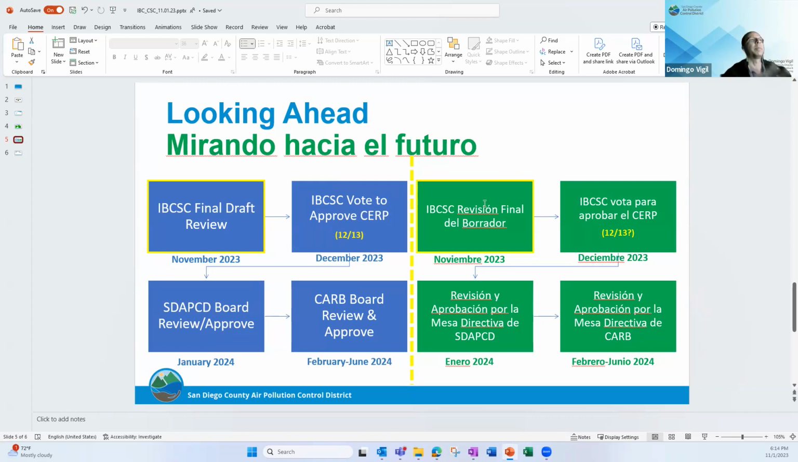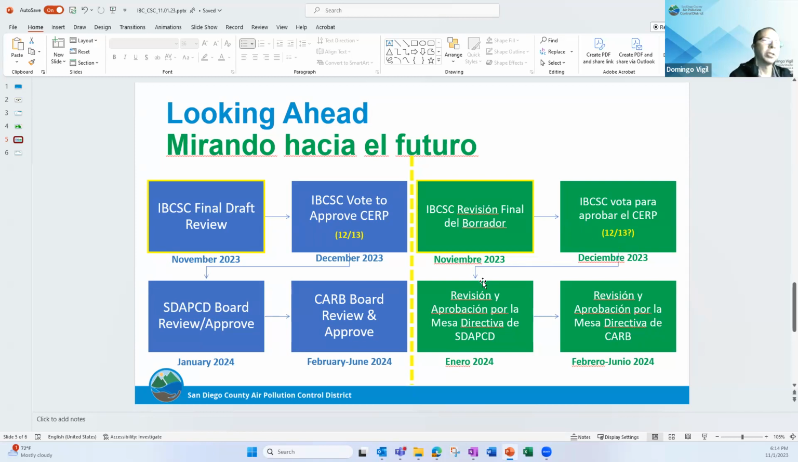In December we'll be proposing it for your approval so that you can all take a vote to approve it, potentially on the 13th of December. Then in January, we're hoping to take the approved document from all of you to our governing board for their approval, so that we can submit it to the California Air Resources Board for their final approval. And then we'll kickstart officially the implementation of our SERP.